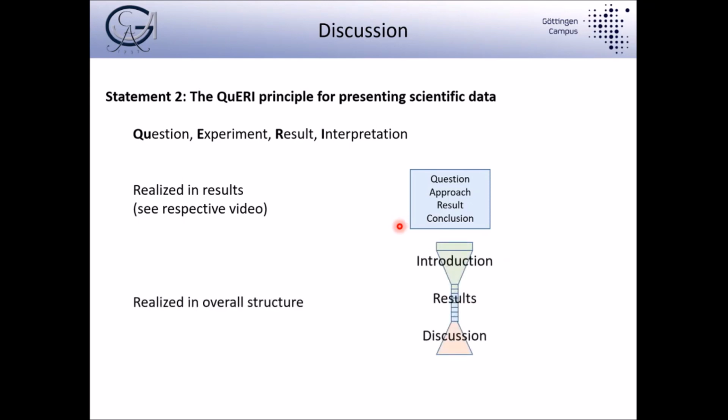Second way is in the overall structure of the publication. So in the introduction, you try to convince the reader that the question is good and relevant. In the results, you explain the approach and you show the data. And in the discussion, you make conclusions and interpret your data. So this query principle helps structuring scientific presentations, and I can tell you that this is what I'm doing not only for papers but also for presentations or posters.